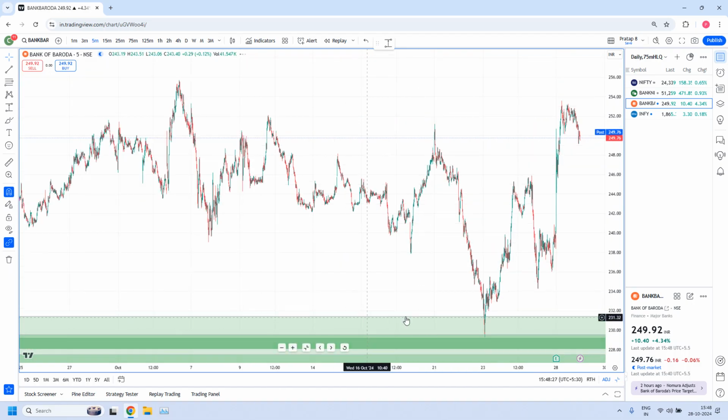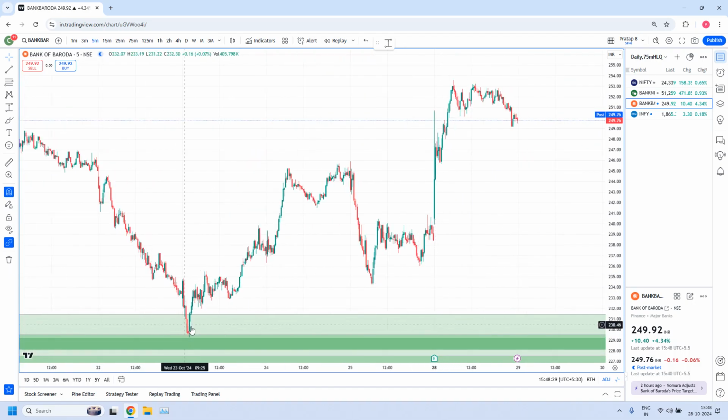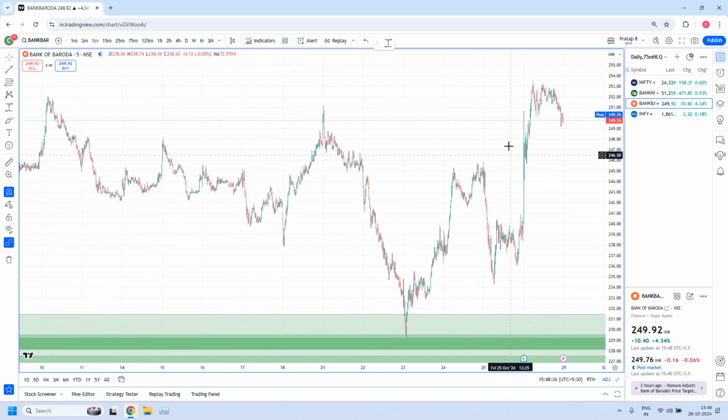I am not explaining how I fine-tuned because we already discussed this in the 23rd October video. Please refer to how we fine-tuned this zone. So today we did not get any trade from both these zones. So today is not a day for high liquidity zones.